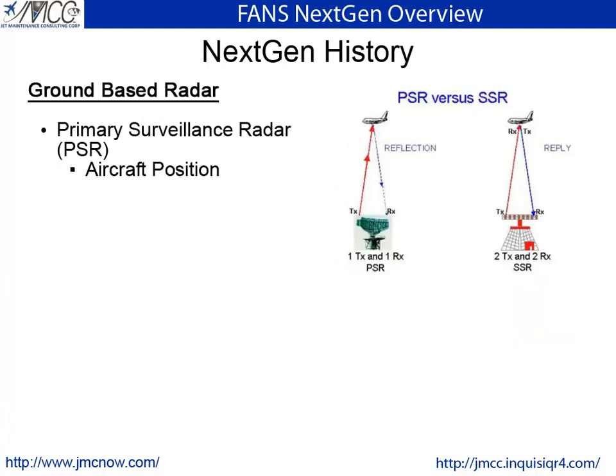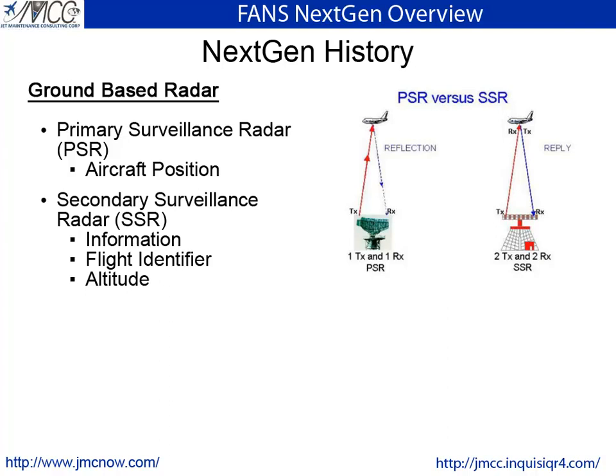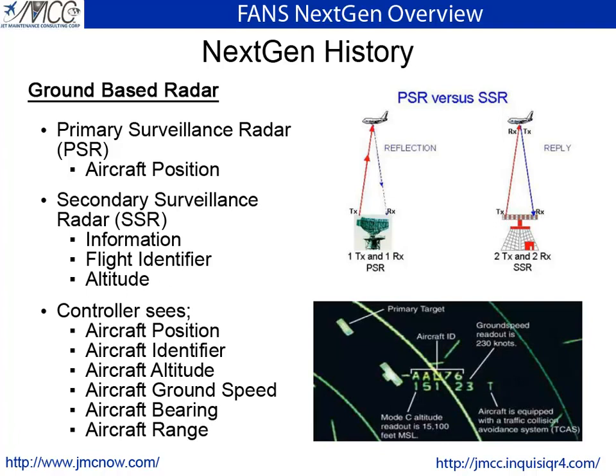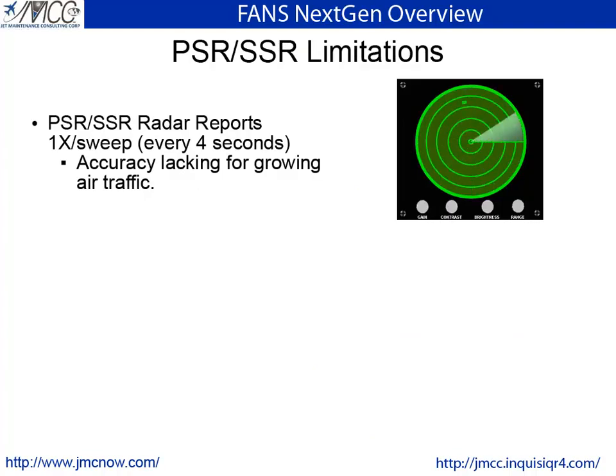Today, air traffic control relies on conventional ground-based radar surveillance that consists of primary surveillance, which identifies the aircraft position in relation to the radar station, and secondary surveillance, which interrogates the aircraft transponder for information such as identification and altitude. Using this information, the aircraft position identifier, altitude, ground speed, range, and bearing are displayed on an air traffic controller screen. Because older ground-based surveillance only reports information once per radar sweep, about every 4 seconds, it is not by design accurate enough to support the growing number of aircraft in today's airspace.